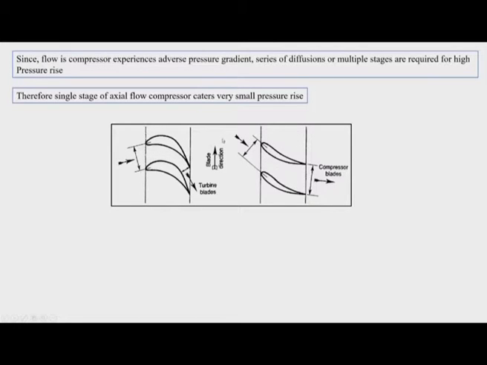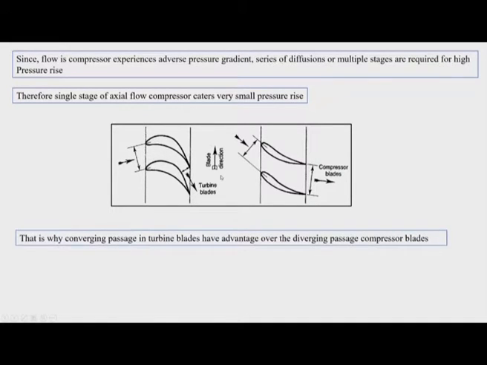Since it is a diffuser, there is a pressure rise in the case of a compressor, but in the case of a turbine, since it is a nozzle, there is a pressure decrease. So for the turbine there is a favorable pressure gradient, but for the compressor there is an adverse pressure gradient. So boundary layer separation is a trouble in the case of a compressor, but there is no such danger in the case of turbines. So a turbine can cater to a large pressure drop in one stage. However, in one stage a compressor has a very small amount of pressure rise.